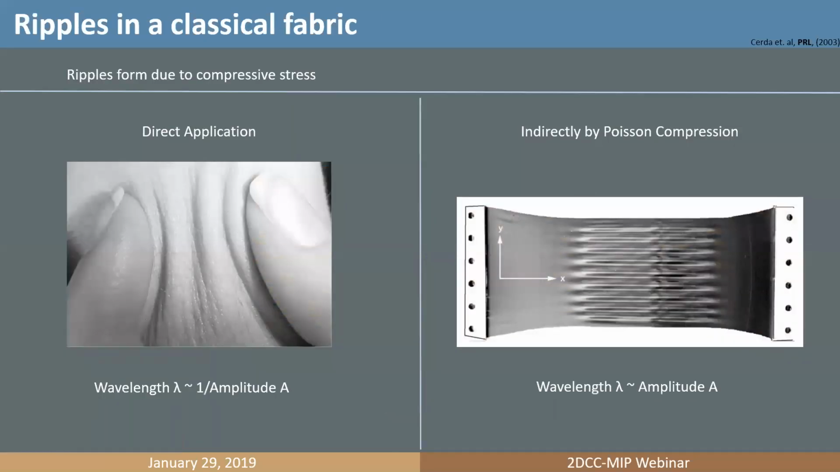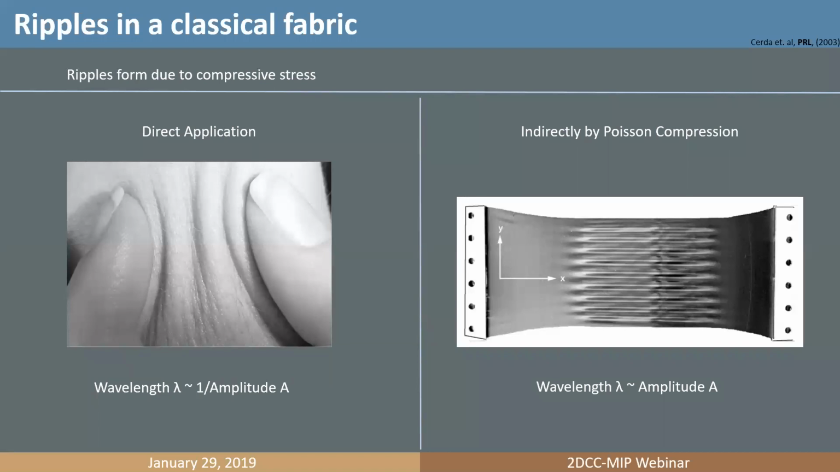Okay, now that we have extreme strain, graphene rippled under extreme strain, let us look at what happens. What does classical fabric do? If you have a classical fabric, there are really 2 ways of inducing ripples. One is you can directly apply a compressive stress, which happens when you pinch your skin, like here. In this case, the wavelength is inversely proportional to the amplitude, because if you push it in, then the material bubbles up. The other way of inducing ripples is to take a piece of cloth and just pull it.